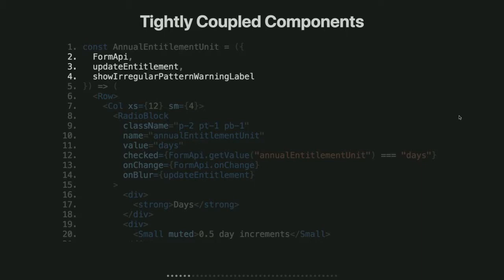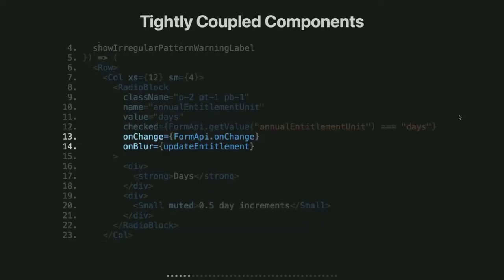Another input field takes form API as one prop, but it also takes this update entitlement function, and some other props as well. Let's see how it's used now. You look at the onChange method for this input. It goes, onChange is form API onChange, and onBlur goes update entitlement, right? So I'm not quite sure whether I should be calling form API onBlur along with the update entitlement, or I shouldn't. It's not clear.